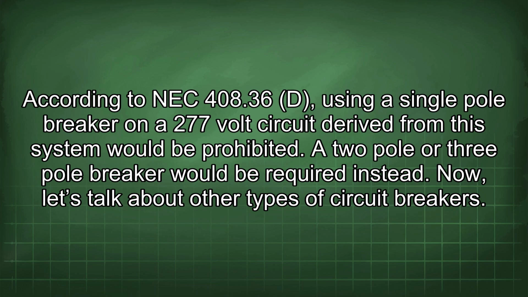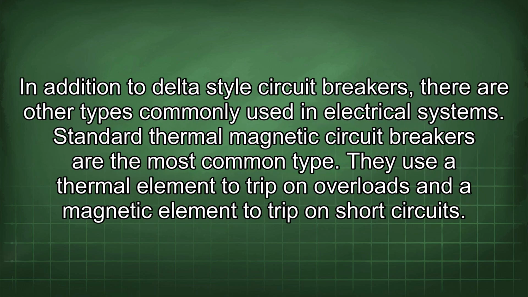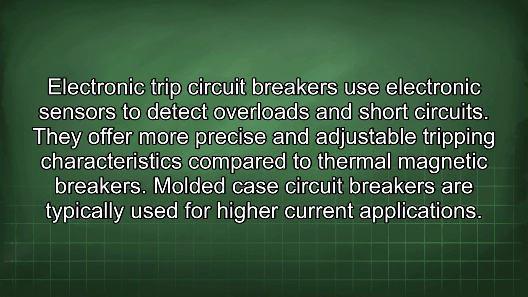Now let's talk about other types of circuit breakers. In addition to delta-style circuit breakers, there are other types commonly used in electrical systems. Standard thermal magnetic circuit breakers are the most common type. They use a thermal element to trip on overloads and a magnetic element to trip on short circuits. Electronic trip circuit breakers use electronic sensors to detect overloads and short circuits. They offer more precise and adjustable tripping characteristics compared to thermal magnetic breakers.